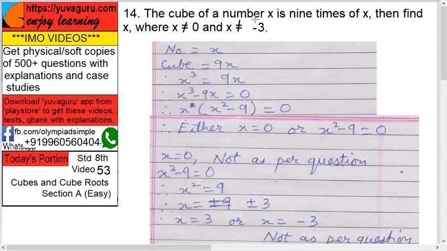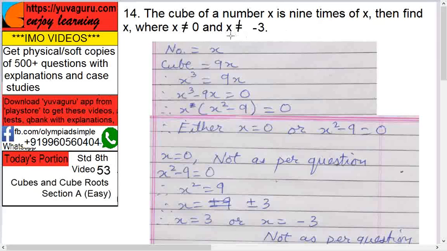Next, the cube of a number x is 9 times that of x. Then find x, where x is not equal to 0 and x is not equal to minus 3. There are two conditions given. It is not 0 and not minus 3, and the cube of x is 9 times that of x.